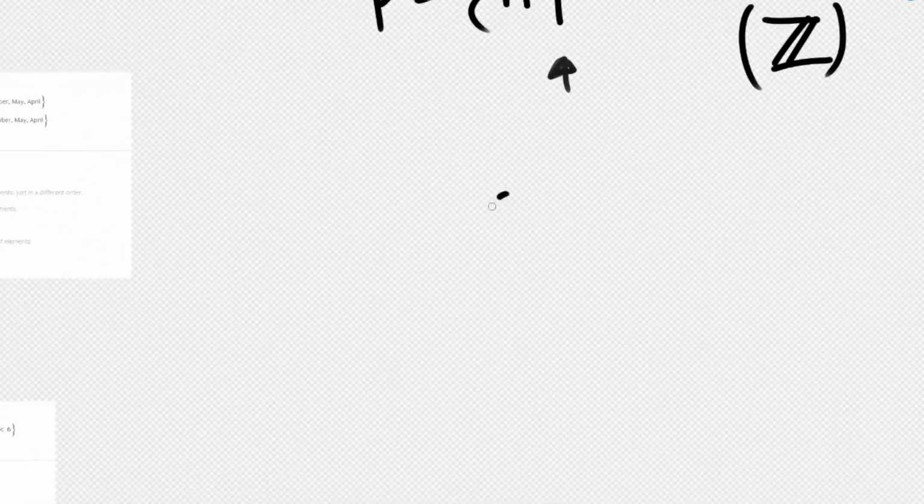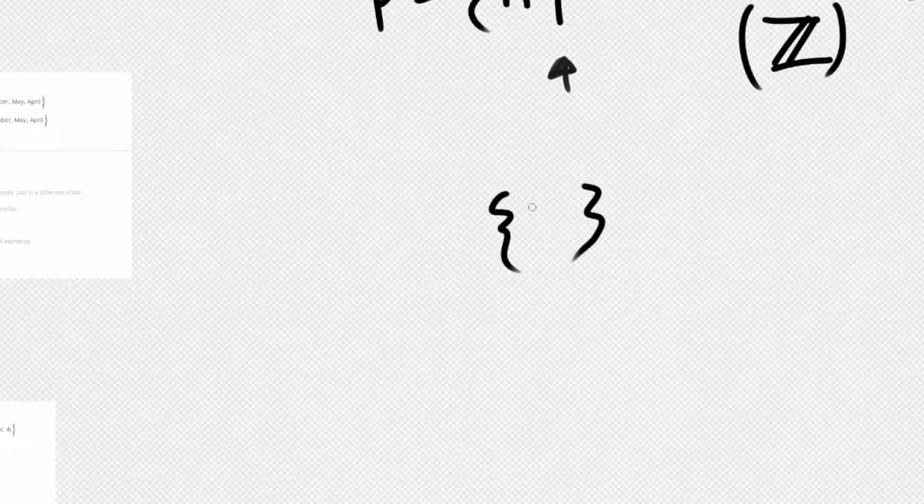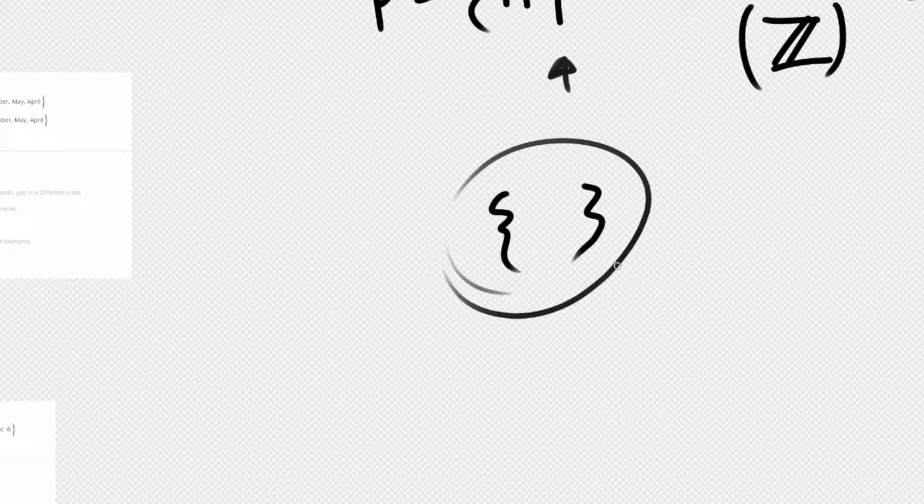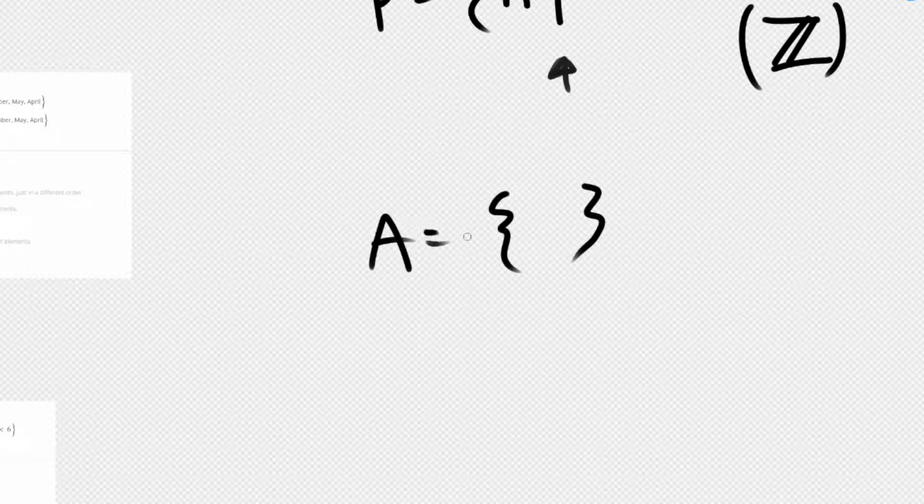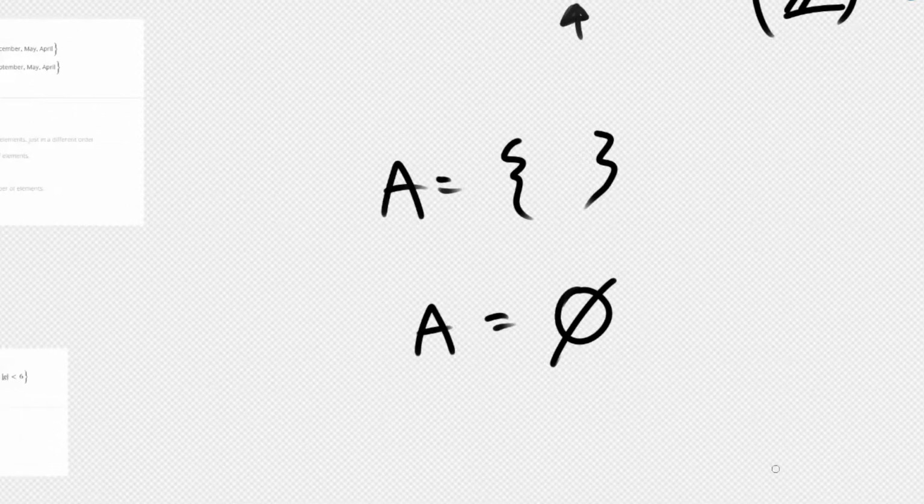Now, sets can be empty. There are sets with no numbers. This can be called a null set, and you can write this either with empty brackets, like A is equal to empty brackets, or A is equal to this little funky 0 with a line through it.